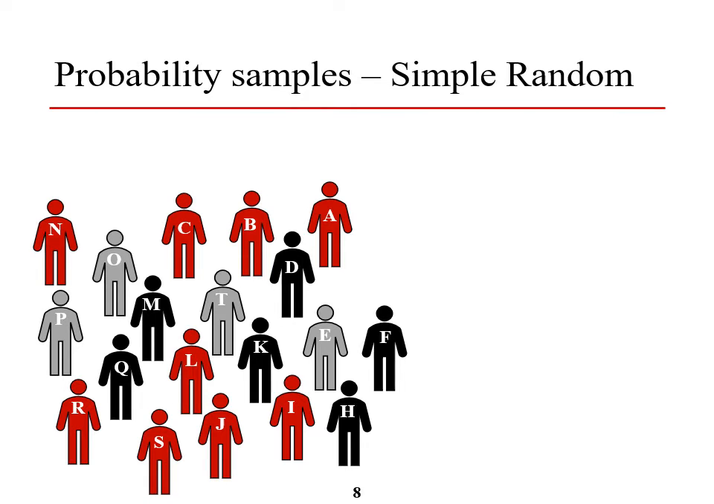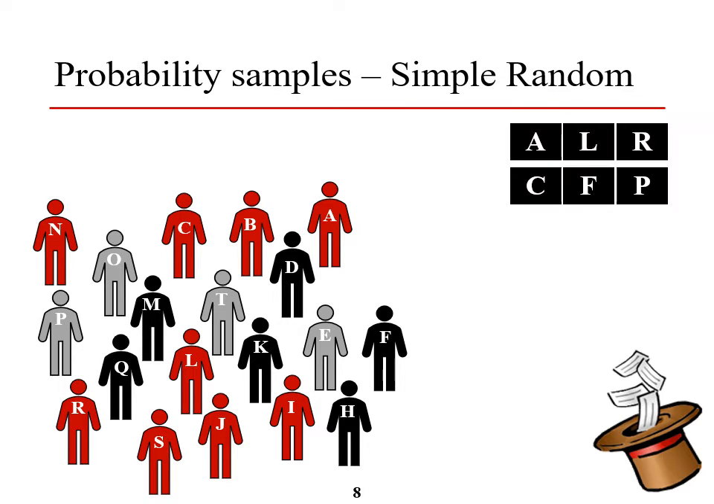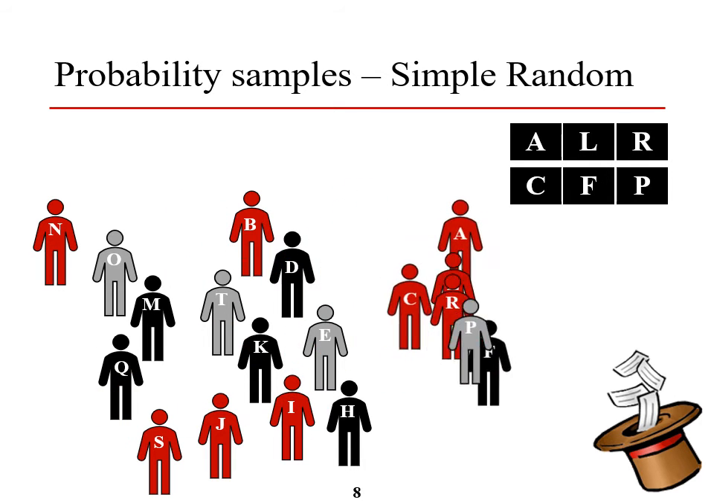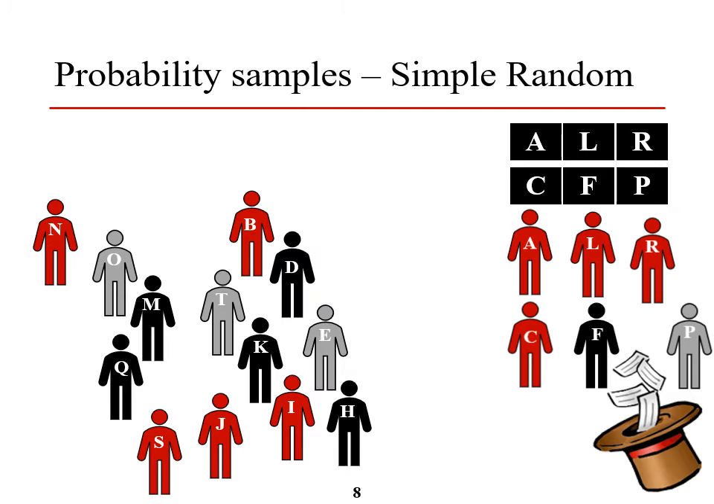So you could think of this as if everyone in the population was given a paper with a letter or number on it, and then we place that letter or number in a hat. The number of participants that we want in our sample could then be selected from the hat. So, for example, if we wanted a sample size of 6, we could select 6 papers from the hat, which could generate a sample such as this, where we then select those participants from that population.